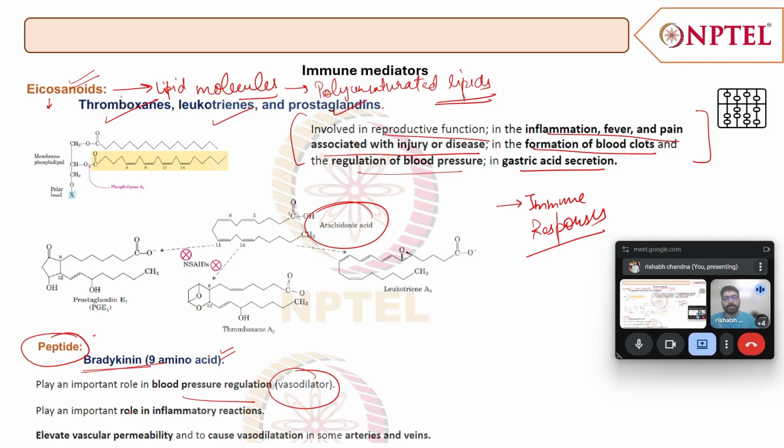It plays an important role in inflammatory reactions, and it elevates vascular permeability and causes vasodilation in some of the arteries and veins. Okay, the similar function that it acts as a vasodilator, and it has a role in the inflammatory reactions also.